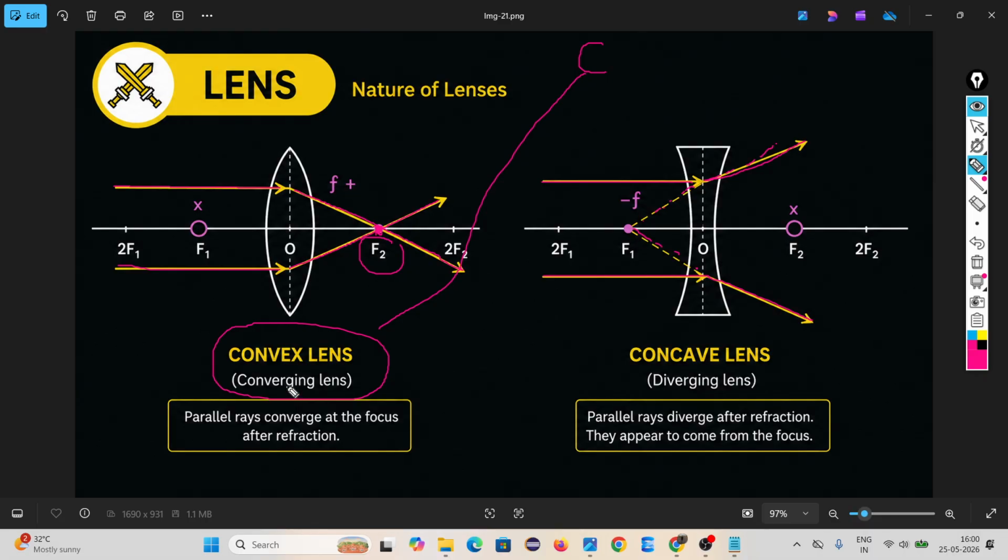So, concave mirror is called converging, but convex lens is called converging. Are you seeing the difference? In the case of a mirror, concave is converging, but in the case of a lens, convex is converging. And in the case of a mirror, convex is diverging, but here concave is diverging. Parallel rays in a convex lens converge at the focus after refraction. Converge means they gather. Parallel rays in a concave lens diverge after refraction and appear to come from the focus. Look, after diverging, we extend this line backward.